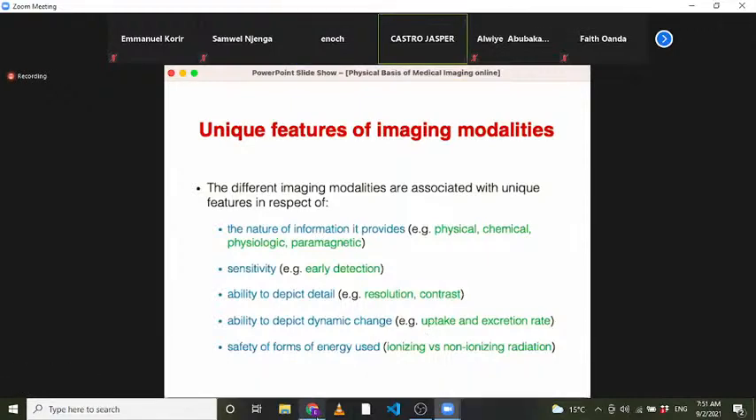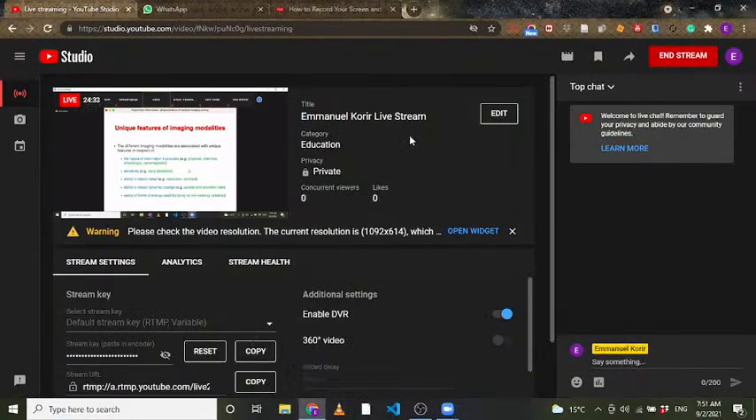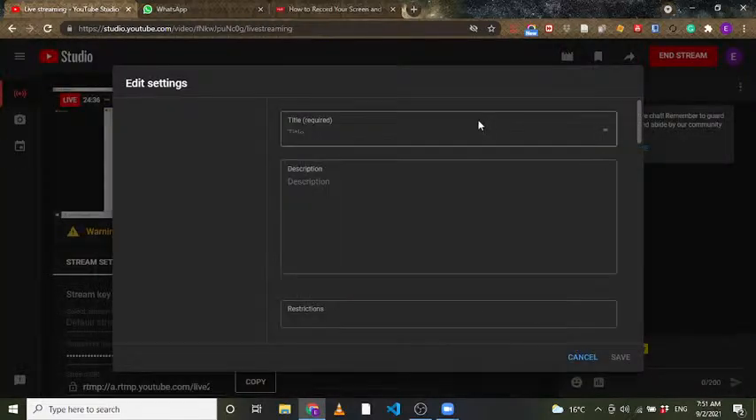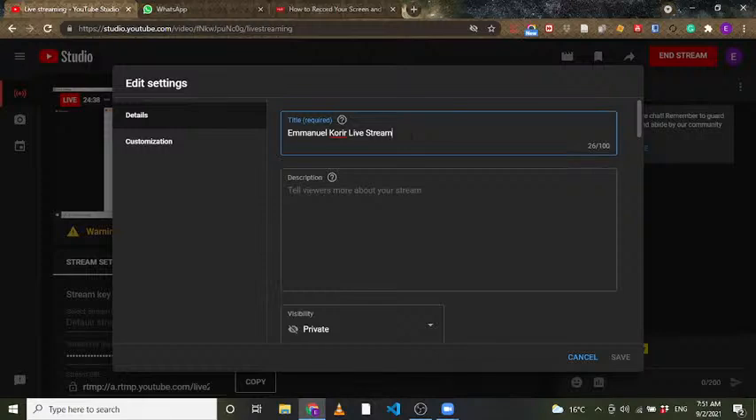Doc, yes please. Kindly repeat the explanation on the T1 and T2 for MRI. Okay, let me try.